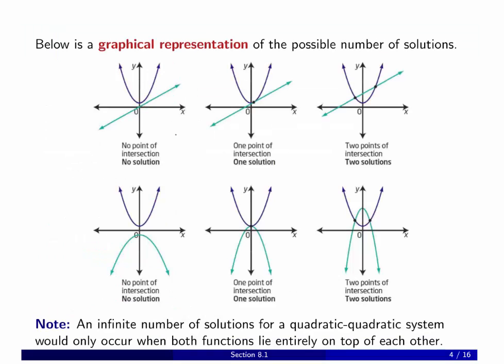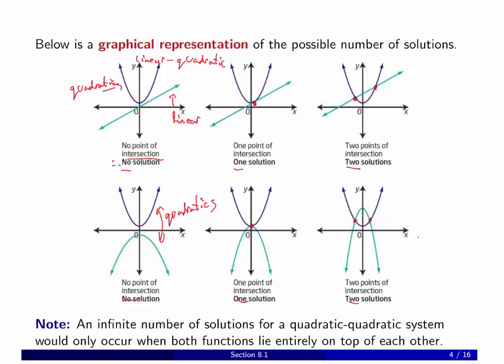So here's an example of a linear quadratic system, right? Because you have one line, and you have one quadratic. In this system, there's no point of intersection. Therefore, there's no solution. This next one, you can see there's only one point of intersection, therefore one solution. Two points, two solutions. So those are your three options. Here are quadratic equations, right? These are both quadratics. Again, no solution, one solution, two solutions.